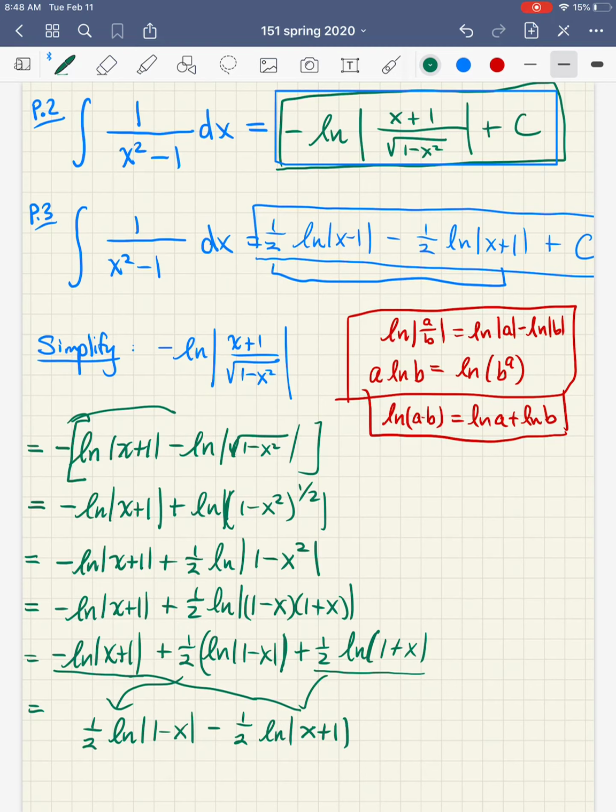And now we look back. Let's highlight this in blue. If we look back at the thing we wanted, it was supposed to be 1/2 the log of x minus 1 minus 1/2 the log of x plus 1. I see exactly the second term down here. And the first term looks exactly right, except instead of an x minus 1, I get a 1 minus x. But since I'm taking absolute value, the absolute value of 1 minus x is the same as the absolute value of x minus 1. Okay? And so we really do get the same expression.